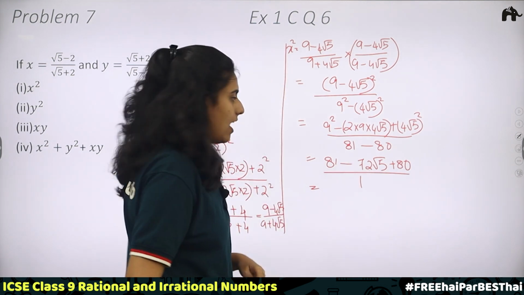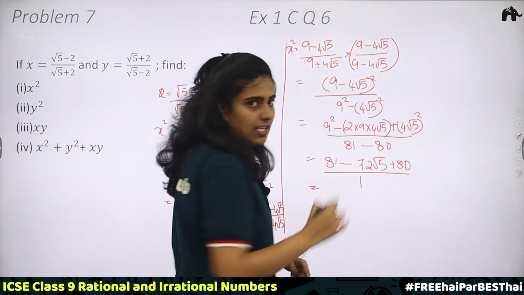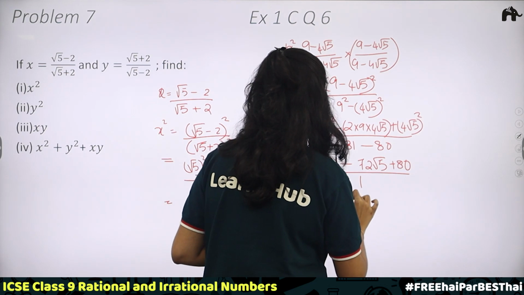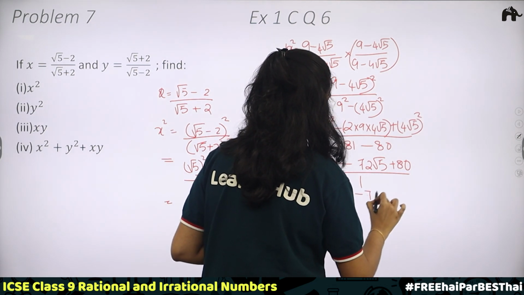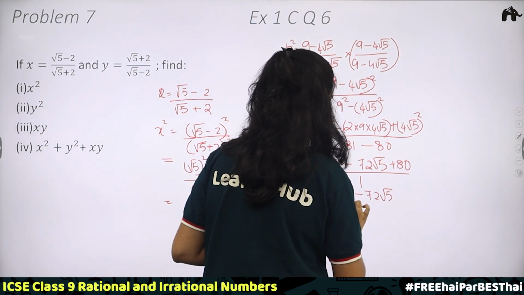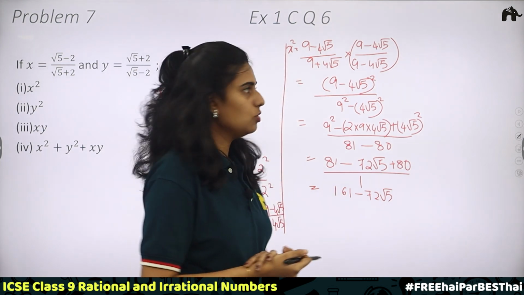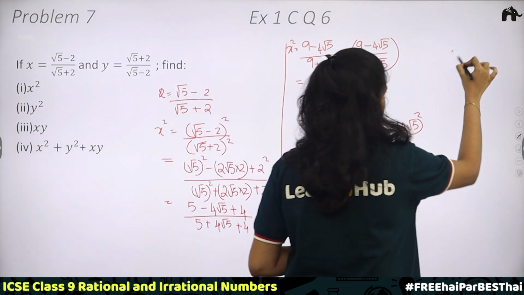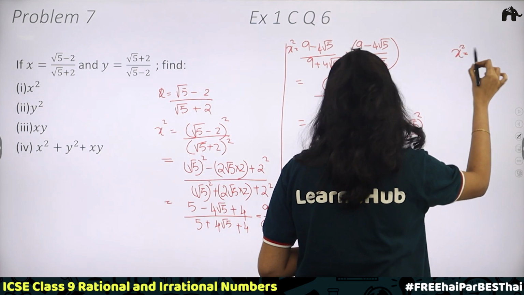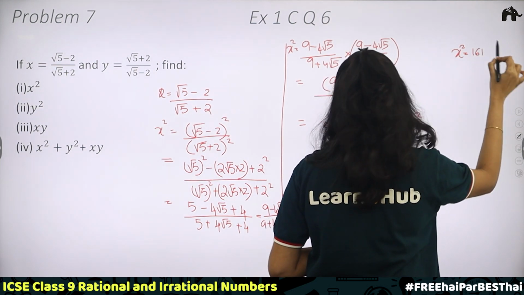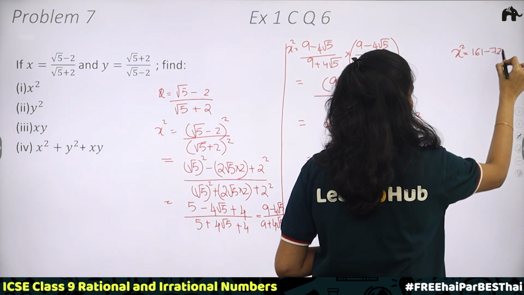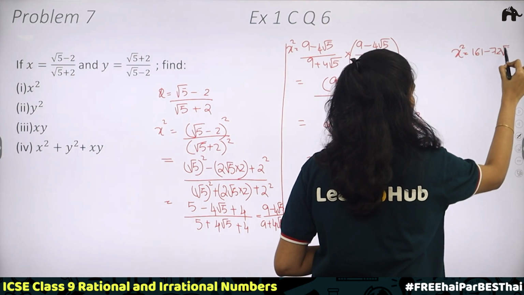Okay, then we have 81 plus 80, which is equal to 161 minus 72 root 5. So we write x square is equal to 161 minus 72 root 5.